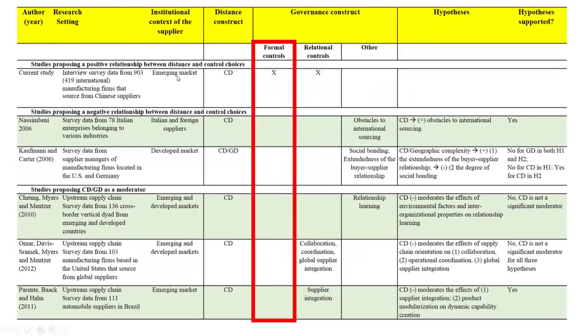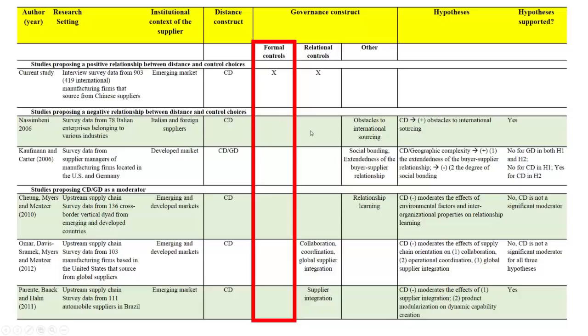And so here we have our fourth pass literature review. And so now I've created a particular variable called formal controls. I've created a particular variable called relational controls. I've created another one called other, and then we've got hypothesis, hypothesis supported. And now what you can see is that we have the current study, that is what we're focusing on, culture distance, formal controls, relational controls, and we want to know, are other studies matching the current study?